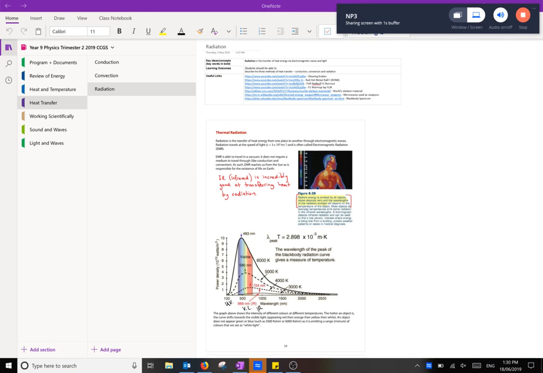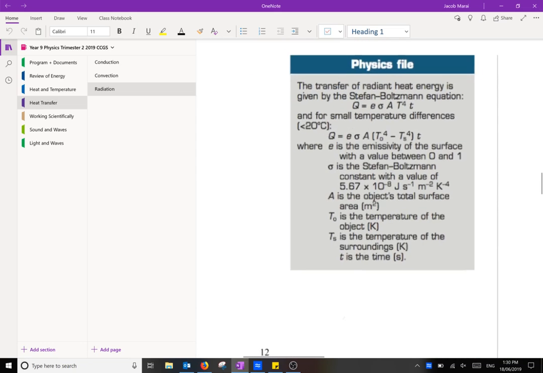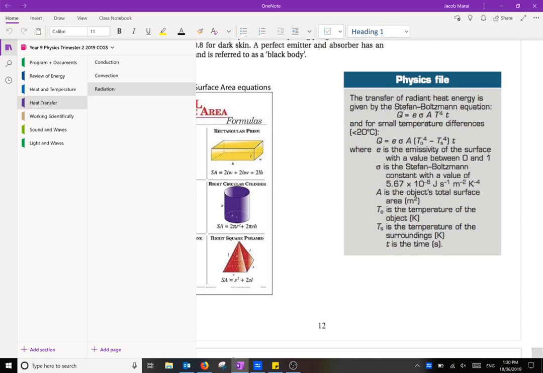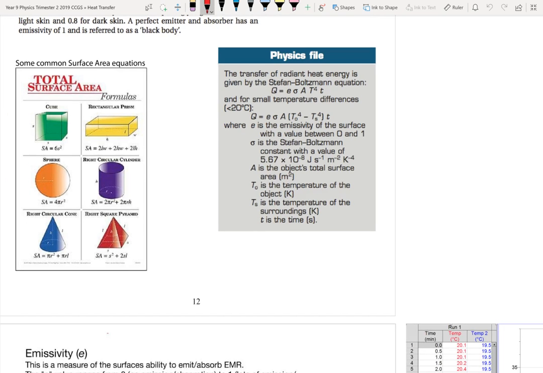So, there is an equation. Now, this equation here, gentlemen, we've been looking at the rate of heat transfer. I would like you, just next to this equation, to take that little t, which is time in seconds, and divide both sides. So I would like the equation to be Q on t equals E sigma A (T object to the fourth power minus T surroundings to the fourth power).